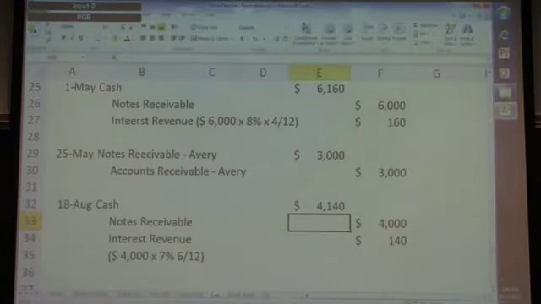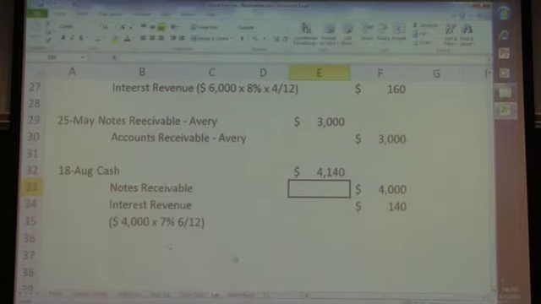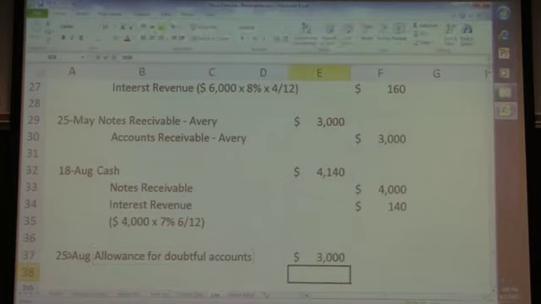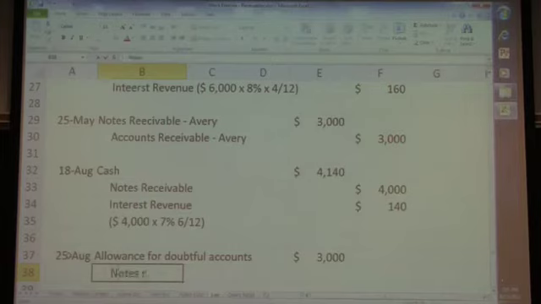So it would be on August the 25th. We have the allowance for doubtful accounts, which is worth $3,000, and I would write off that note, which is $3,000.